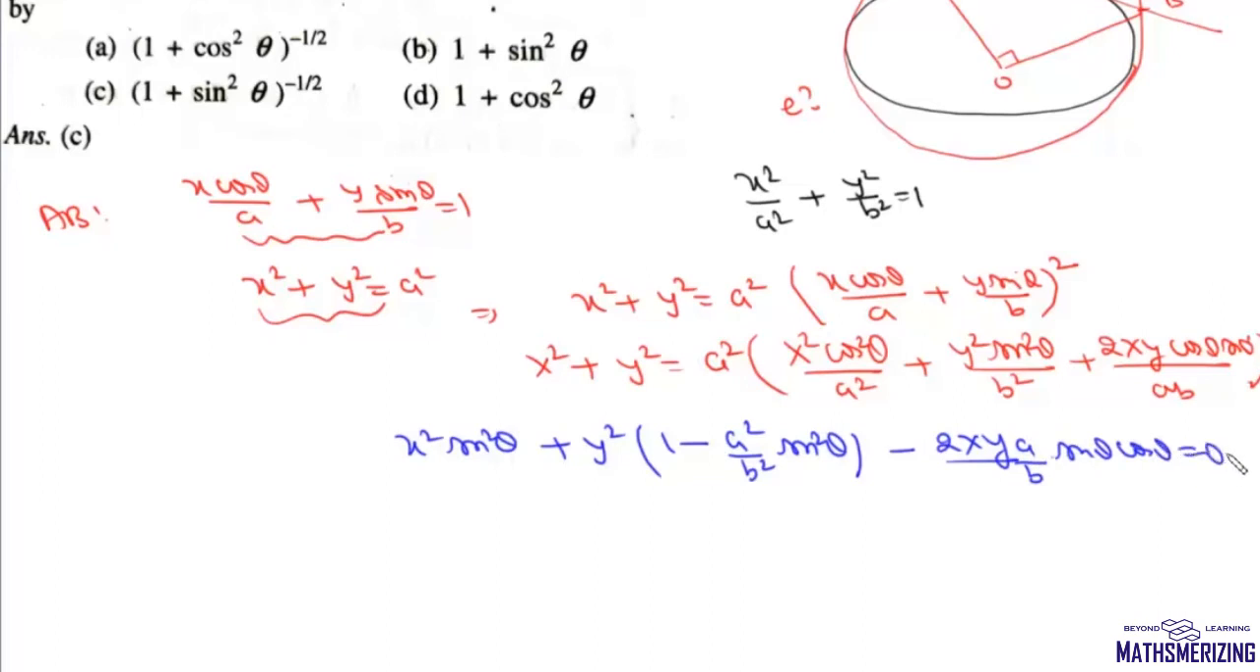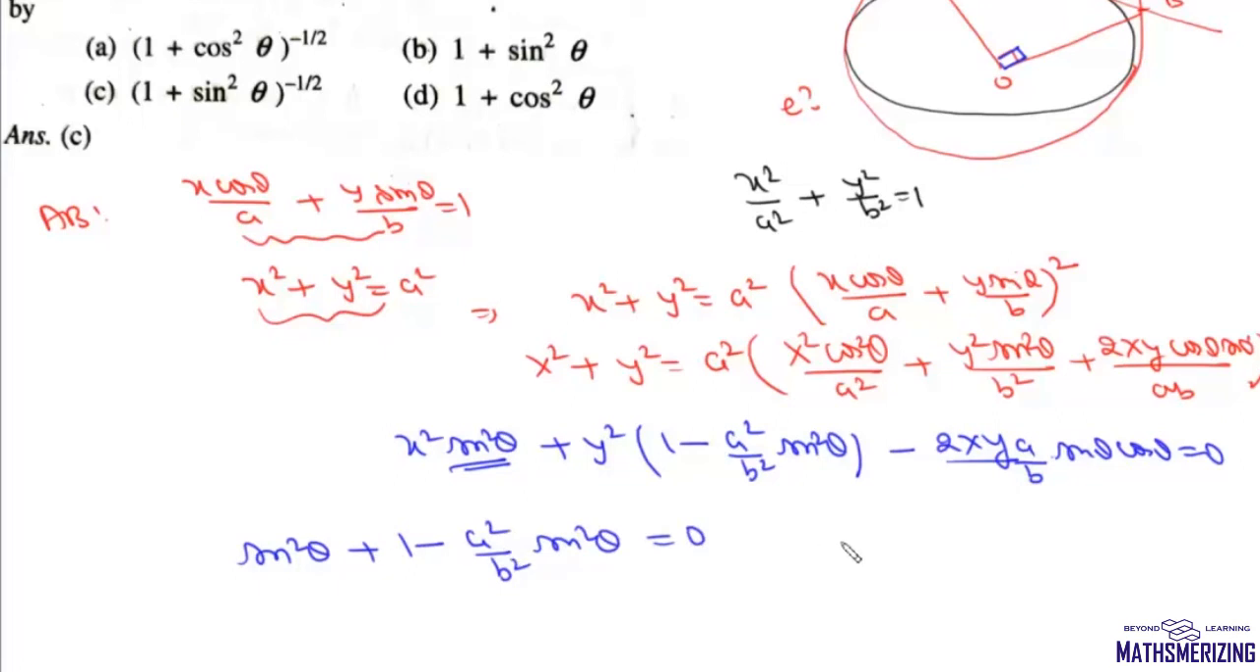Now in the question it is given that the angle between these pair of straight lines is a right angle. So we know that in pair of straight lines, the angle between the lines is 90 degrees when a plus b is 0. That is, the sum of the coefficients of x square and y square must be 0. Now what is the coefficient of x square here? It is sin square theta. So we'll get sin square theta plus (1 minus a square upon b square sin square theta), and this value must be equal to 0.